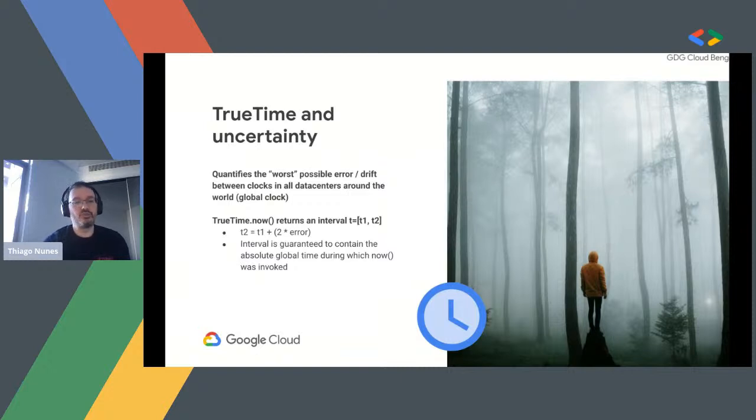So when you get the TrueTime time of 2 transactions, as long as the intervals don't overlap, then you're going to know which transaction completed before the other. Now, if the intervals do overlap, then you cannot draw any conclusions about which one happened before the other, right? Cool.